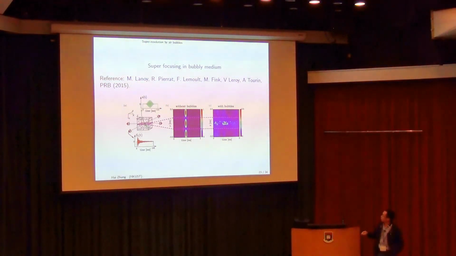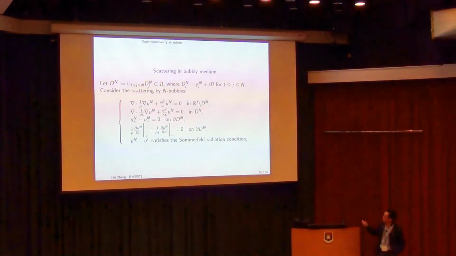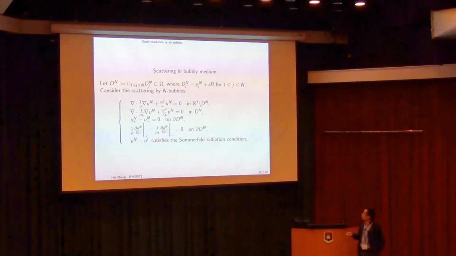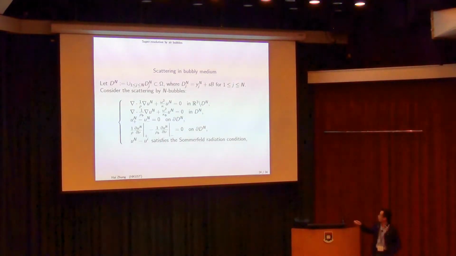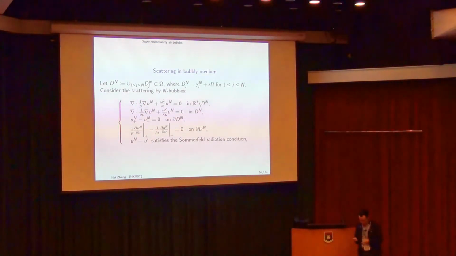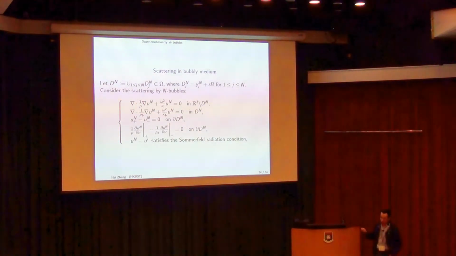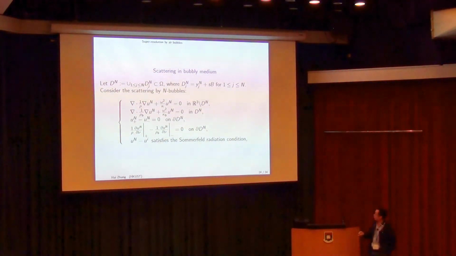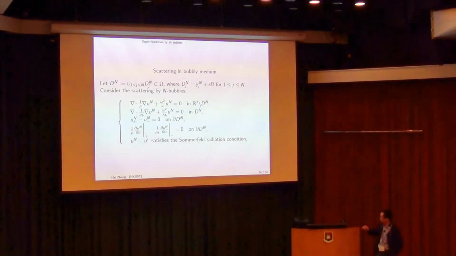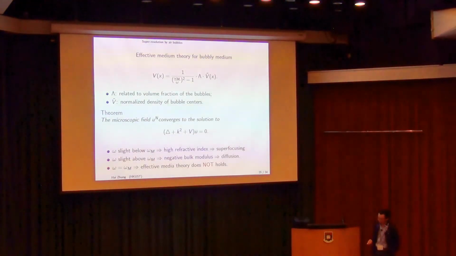My way to do this is to formulate it as a scattering problem. I assume that I have a large number N of identical bubbles, and then I have an incident plane wave, and I look at the scattered wave, and I try to understand what we get when the number of bubbles tends to infinity. Basically, I want to develop an effective medium theory for this bubbly medium. This is the result I obtained.